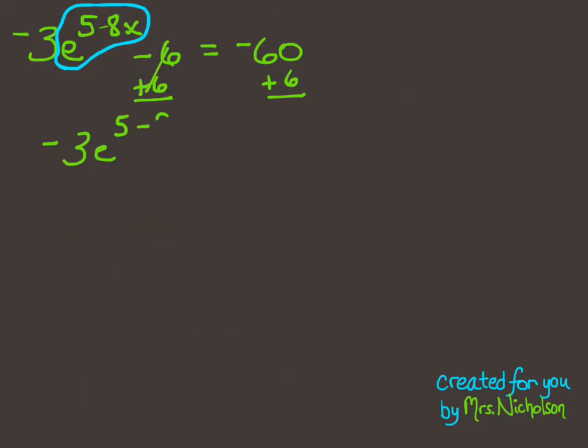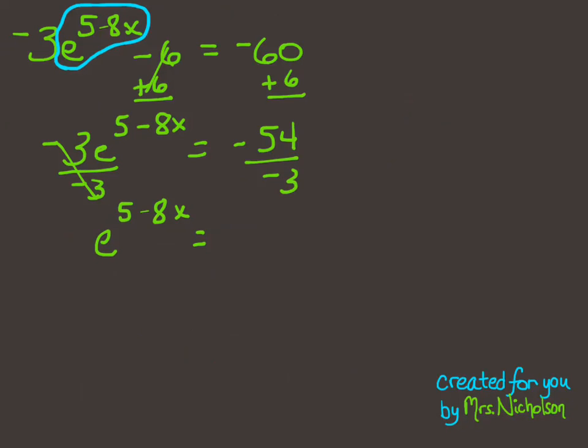So -3e to the 5 minus 8x is equal to -54. And then next up, we're going to divide by -3. So I have e to the 5 minus 8x is equal to +18. Now I have my exponential by itself, and so I'm ready to undo the exponential. Since my base is e, I want to use a log base e, which happens to be the natural log.